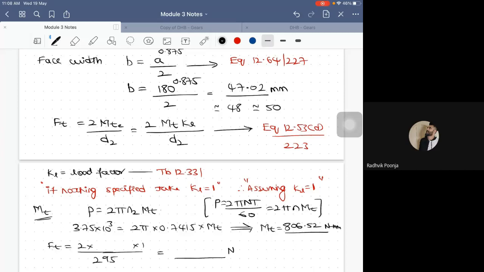Calculate the FT value there. 806.52 is your value of torque. 1 is your value of KL, which is assumed. Give me the value of FT.